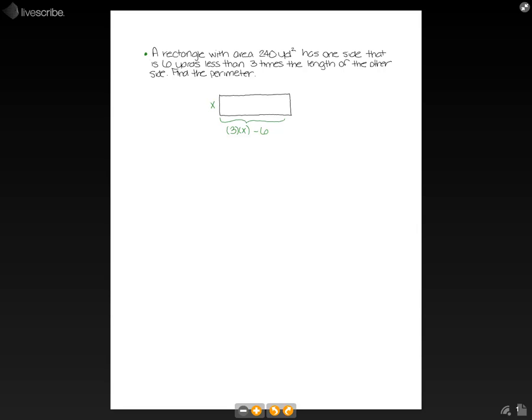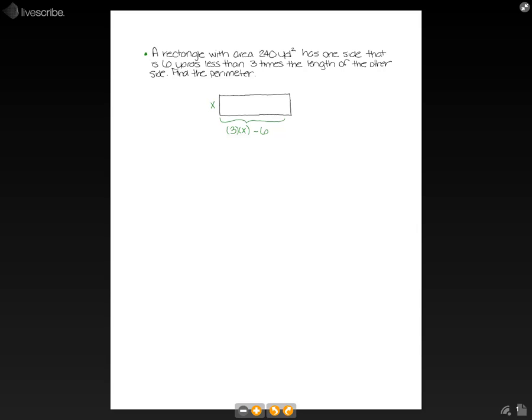A common mistake is to put the 6 out in front and say 6 minus 3x. However, that is not the case for this one. We need to make sure that we have 3 times the length minus 6. The next thing we're going to want to do is relate this to area.